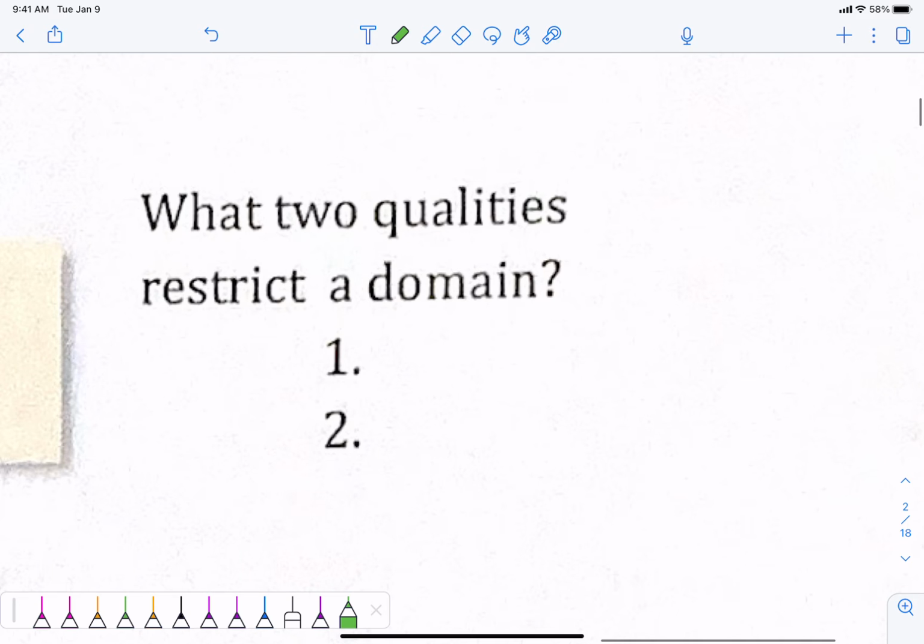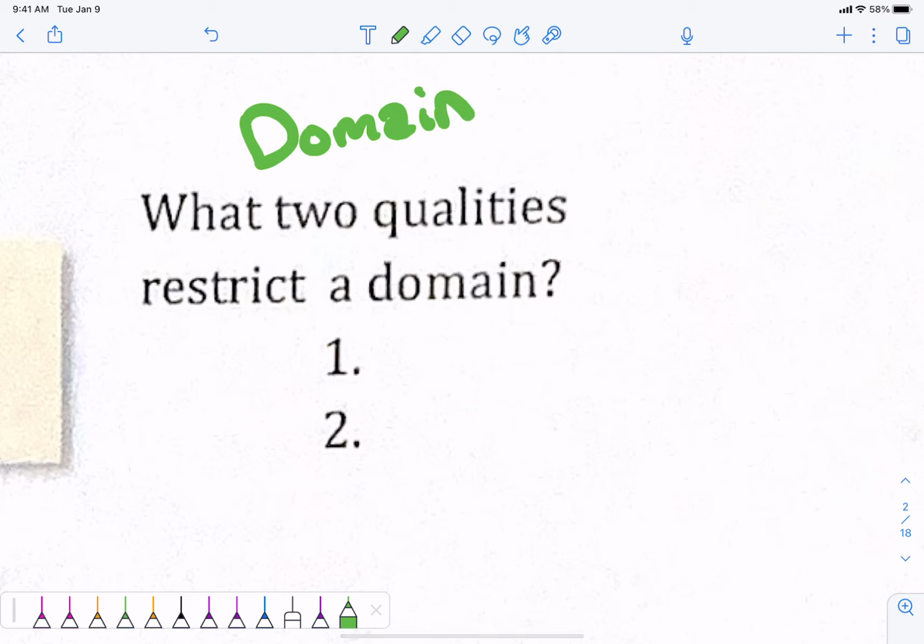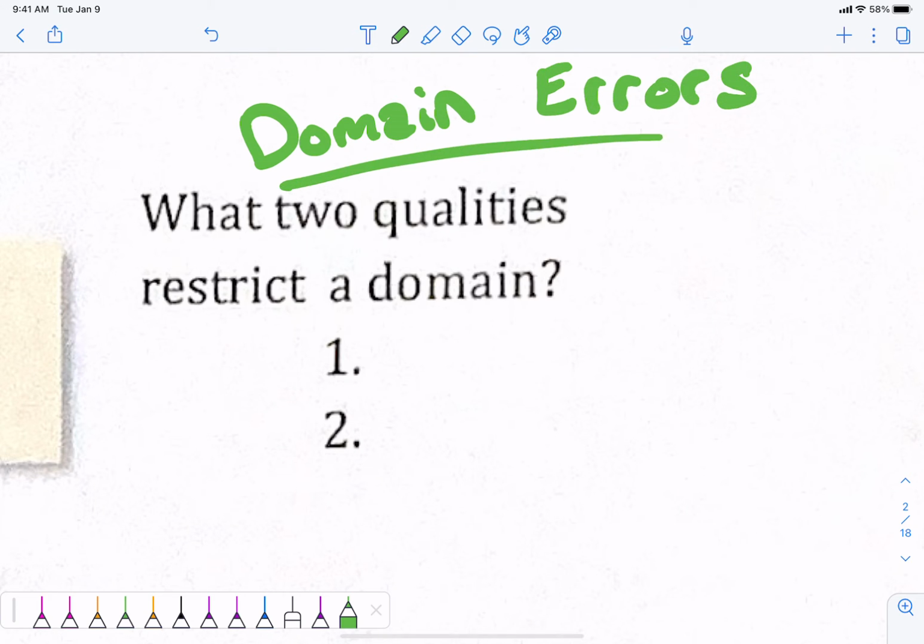These are called domain errors. Zero and negative. Yeah, these are called domain errors. Some of you guys know these already. Basically, what are we not allowed to have in a function?